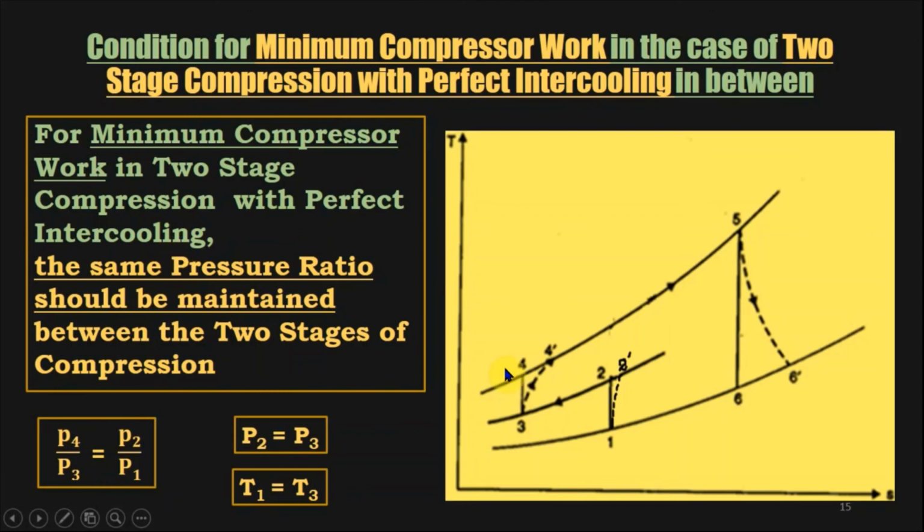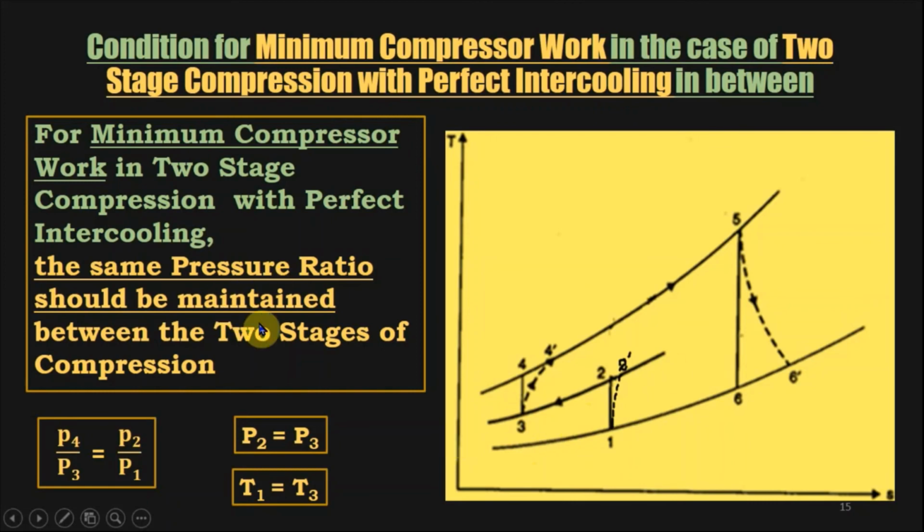Also, we discussed previously that the temperature at the beginning of first stage compression, T1, will be equal to the temperature of the air after the perfect intercooling. So after perfect intercooling, T3 will be equal to T1, and P2 here is equal to P3. We are familiar with this one already.